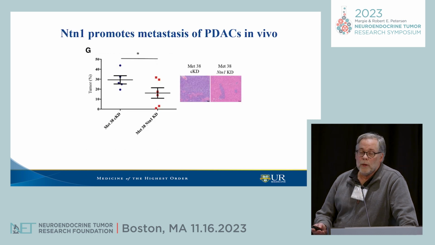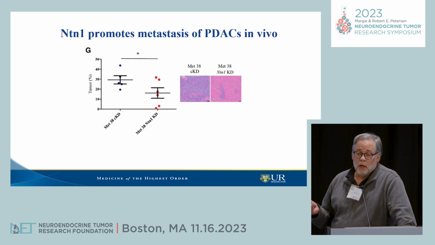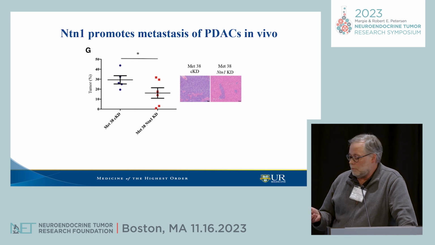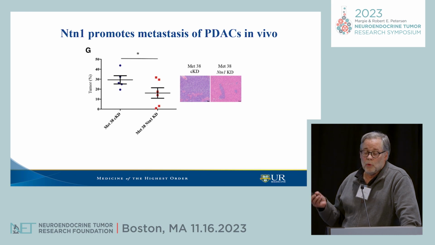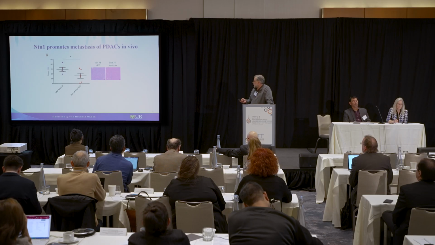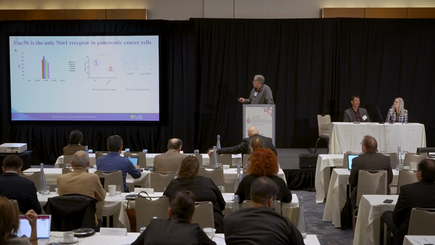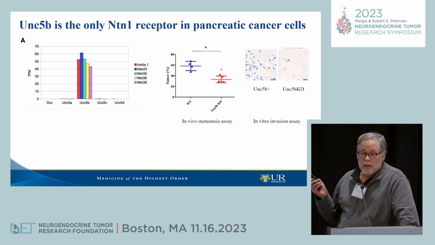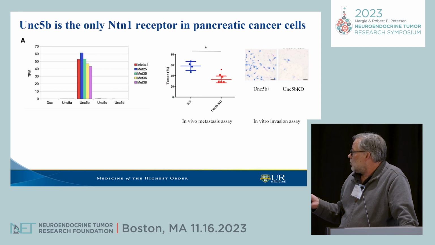Okay, we knocked out netrin in mouse cell lines and orthotopically implanted them and watched them metastasize. And we can see that when we knock out netrin, there's less metastasis. I told you UNC5B is the only netrin receptor that's present. We've knocked out UNC5B in the same cell system, put it into animals, and they don't metastasize. And they're also very uninvasive when we do this.